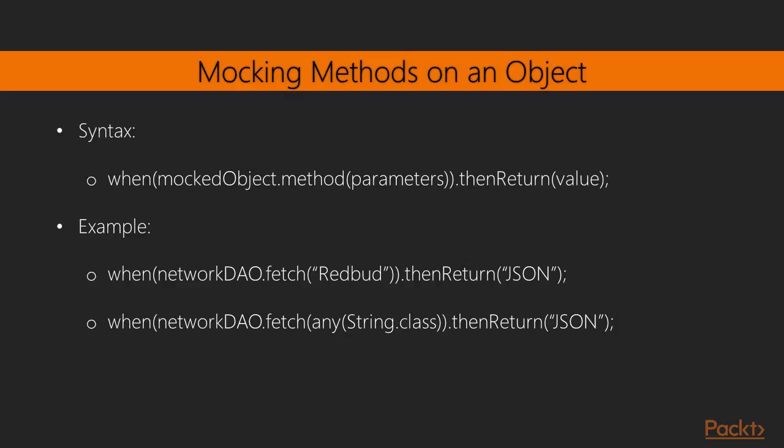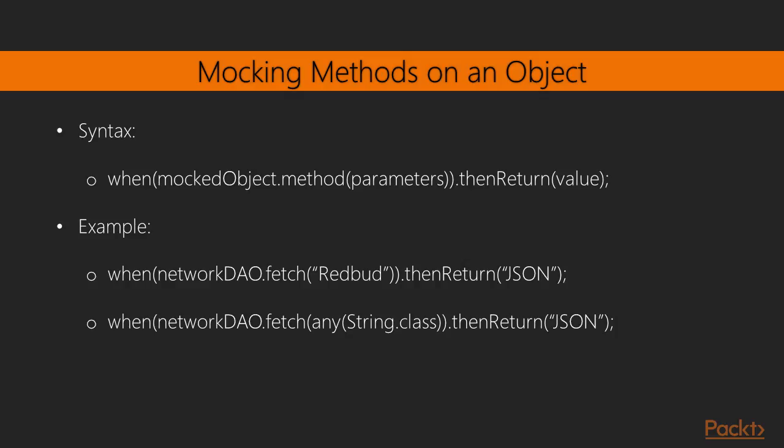Okay, so to mock methods on an object, we have a kind of interesting syntax. It's easiest to look at the definition of the syntax first, and then look at a few examples. So we'll start with the Mockito-provided static method called when, and we're also going to use a Mockito-provided method called thenReturn. Actually, thenReturn is not static, but nonetheless it is provided by Mockito.